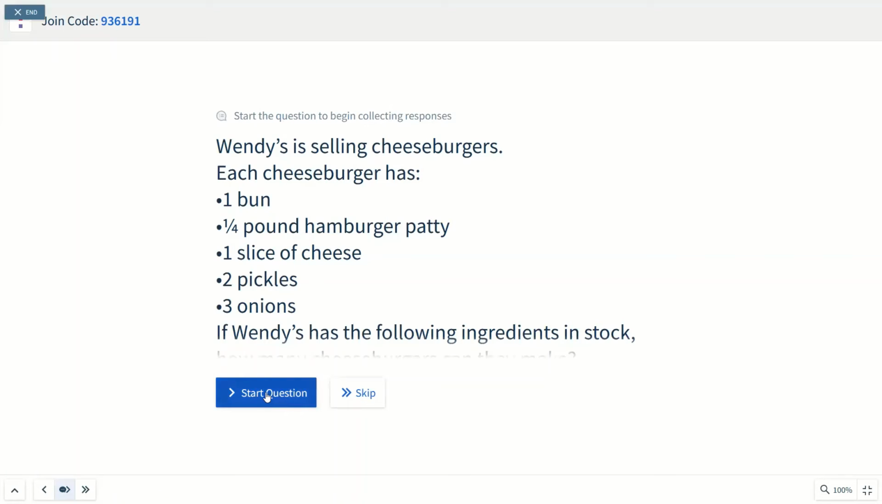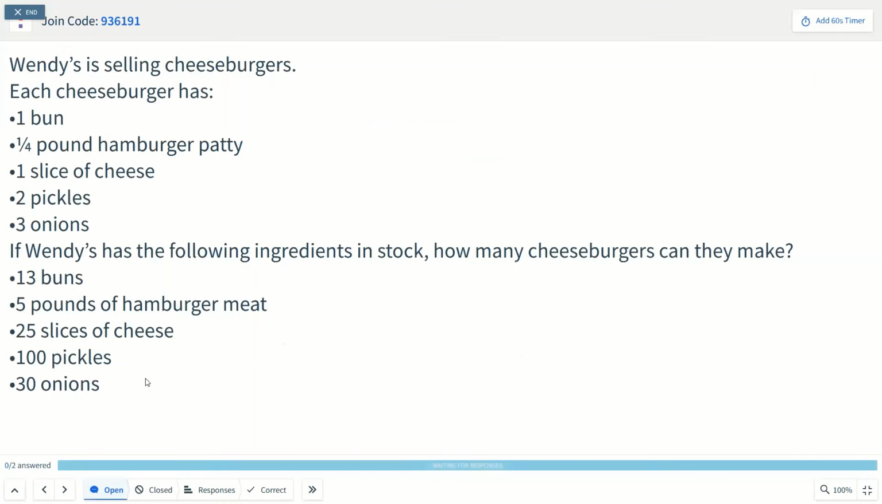The question I would have for you then is this. If Wendy's has all of these ingredients in tow, and the recipe is as follows, how many cheeseburgers could we ultimately make? So if I only have 13 buns, if I have 5 pounds of hamburger meat, if I have 25 slices of cheese, if I have 100 pickles, if I have 30 onions, how many cheeseburgers would that make ultimately?